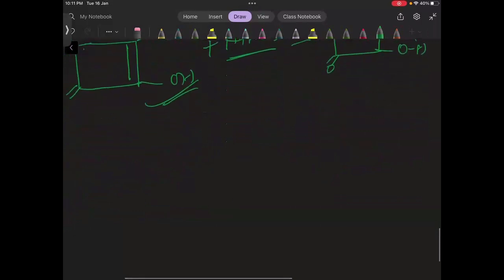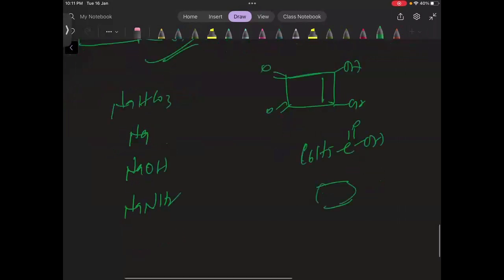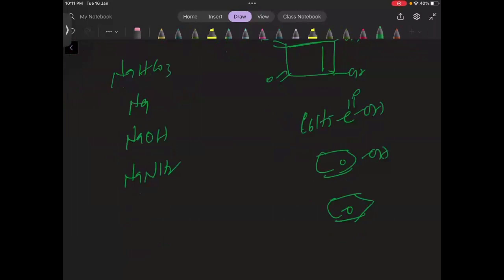Now the question is, we have first sodium bicarbonate, second sodium, third sodium hydroxide, and fourth sodamide. Now we have one, squaric acid here. Second, we have benzoic acid. And here we take phenol. And here we take sulfonic acid, SO3H, and here is the OS, sulfonic acid.